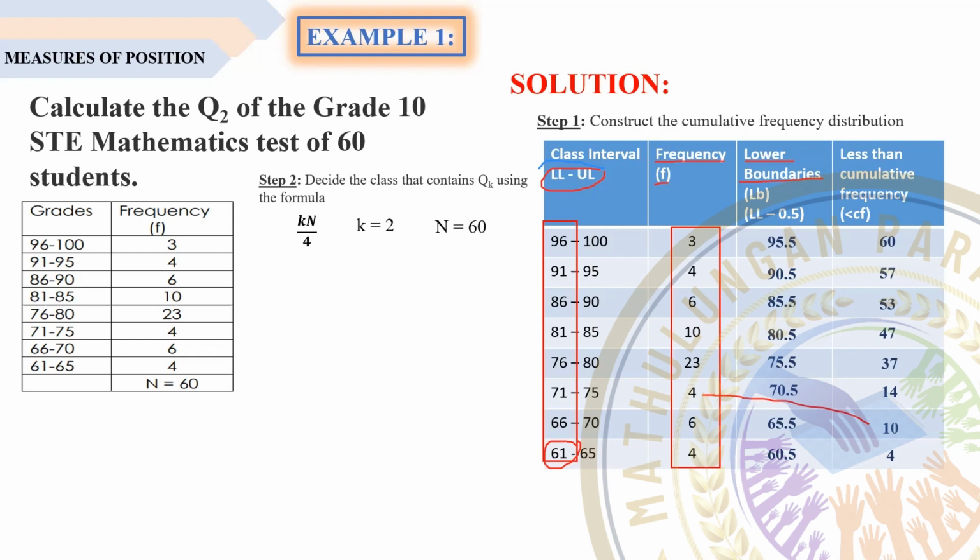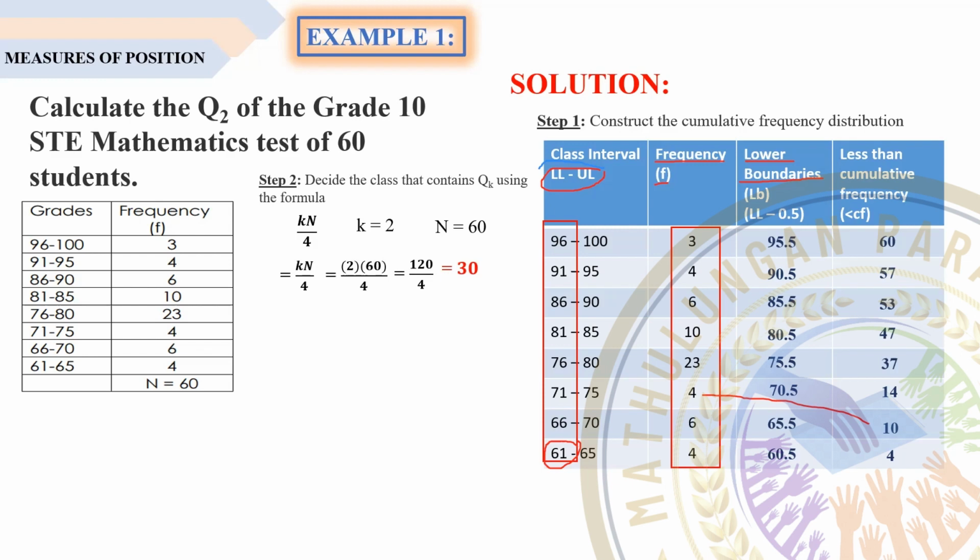Now, let us substitute the value sa ating formula. So, Kn, so K is 2 and N is 60. So, 2 times 60 all over 4. So, 2 times 60 is equal to 120 all over 4. And 120 divided by 4 is equal to 30. So, dito nakadepende yung ating pinahanap na position which is the quartile 2.